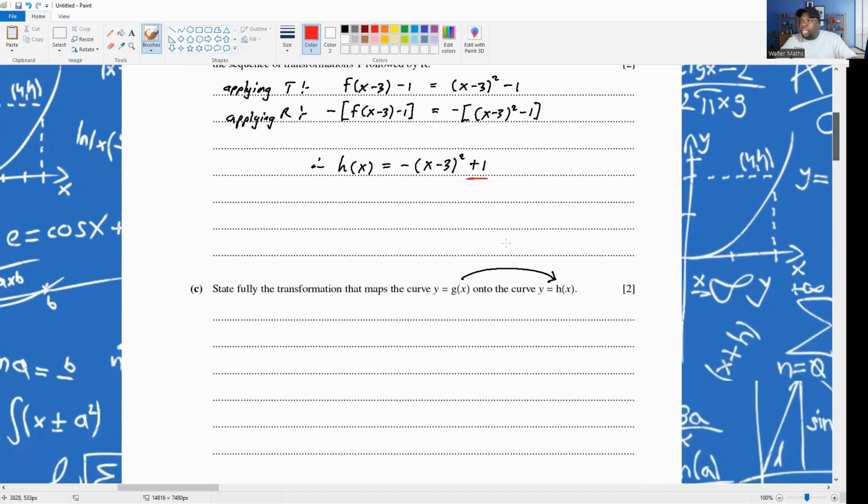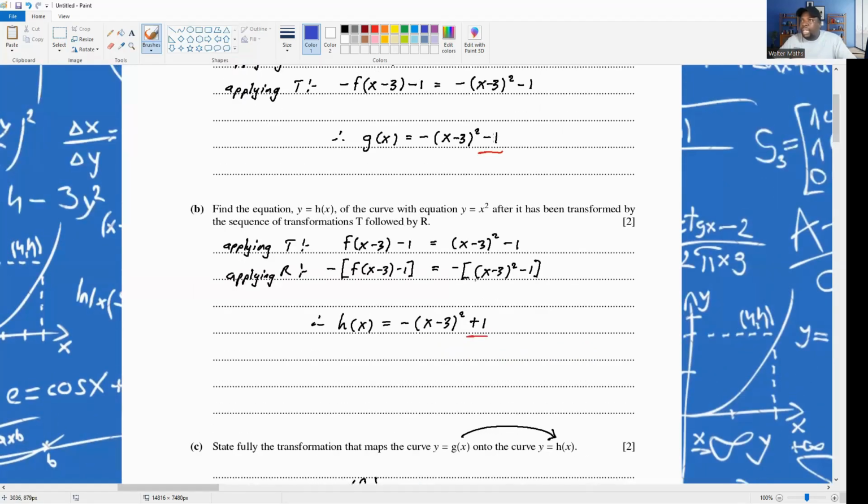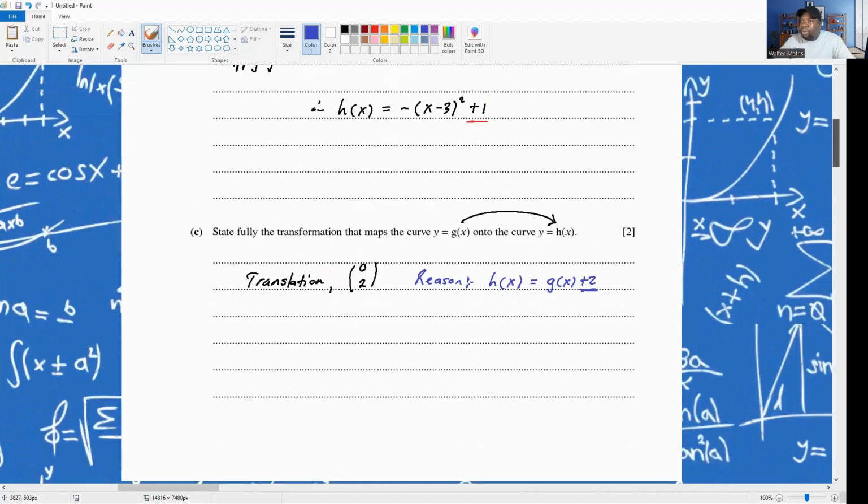Let me scroll down a little. Let me just write that down. So I'll say here, it's a translation in the y-axis by 2 units, so (0, 2). And the reason is because the curve h of x, we find it by simply saying the function g of x plus 2. So the plus 2 is a vertical translation. From -1 to 1, we're just adding 2 to -1 to get +1. So it's a vertical translation. I think I've overemphasized that, so it's okay.